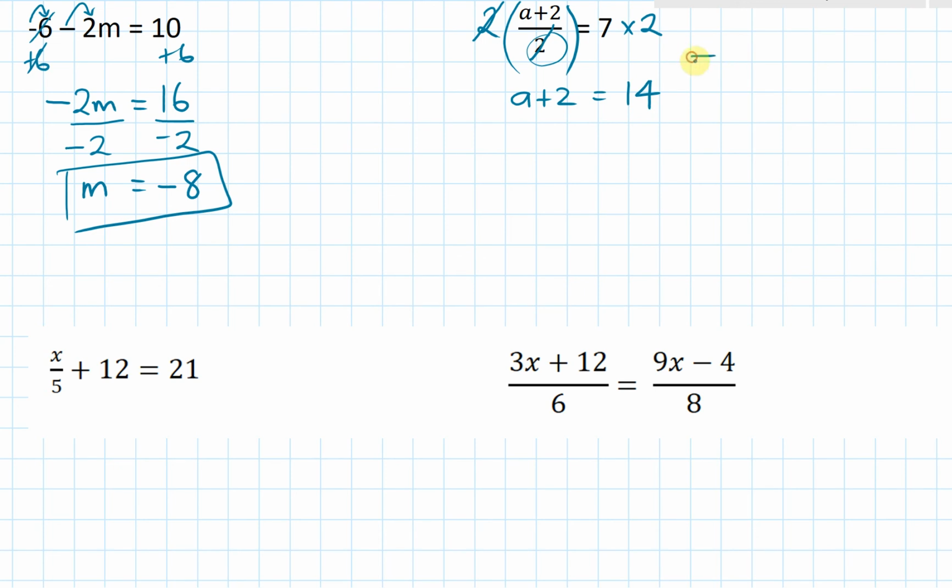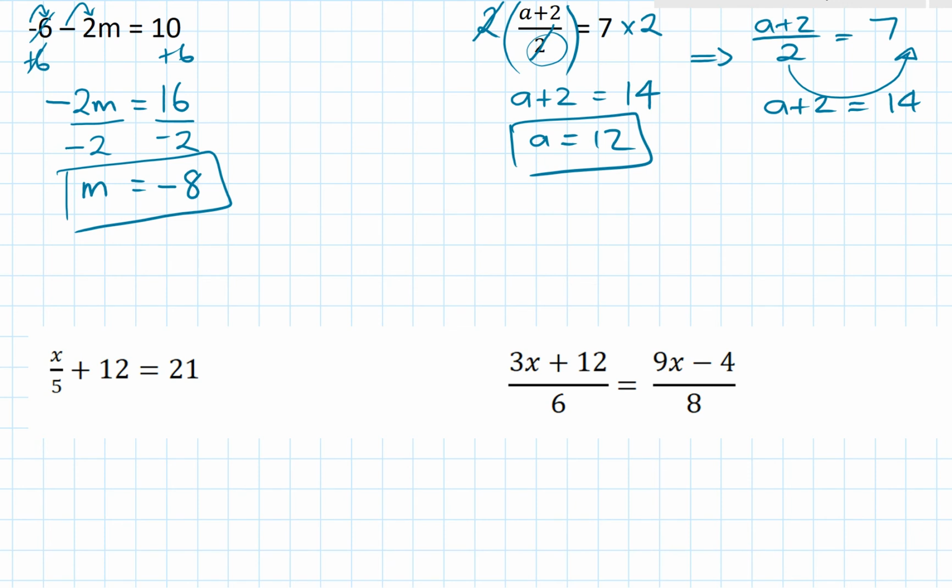So another way of thinking about that is if I've got a plus 2 over 2 equals 7, this is divide by 2. So what I can do is take that over to the other side by multiplication. So essentially I'm still multiplying both sides by 2. So then that would become a plus 2 equals 14. So same thing. So now a is just equal to 12.